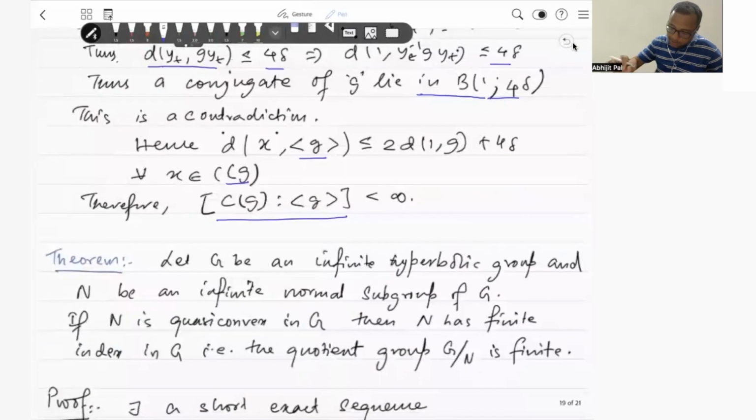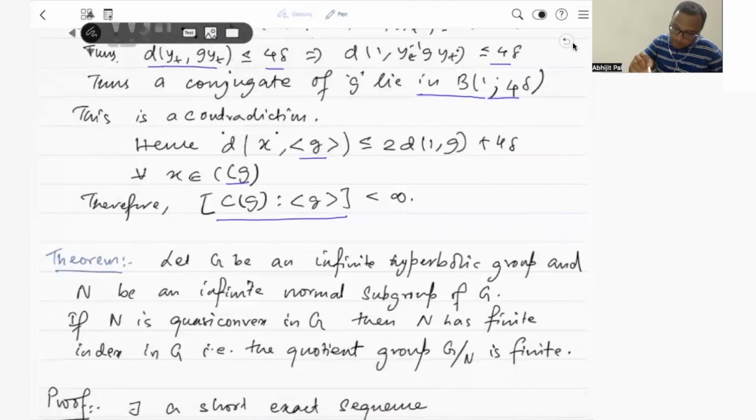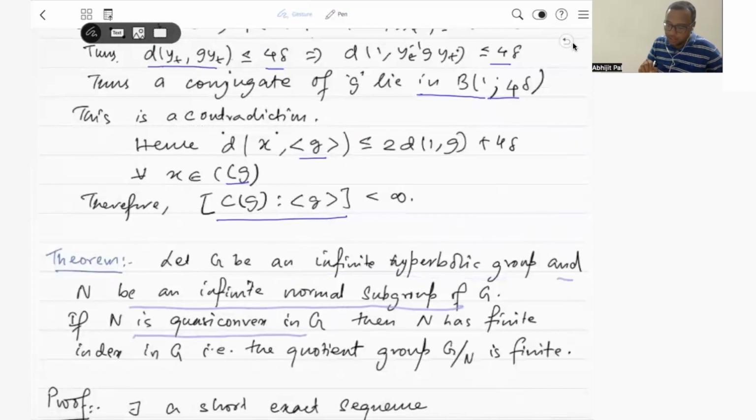And the next theorem, I'll not prove it; I have given the proof, you can read it from here. So it says the following. If I take an infinite hyperbolic group G and N to be an infinite normal subgroup of G, if N is quasi-convex in G, then N has finite index in G. So that is, the quotient group G mod N is a finite group.